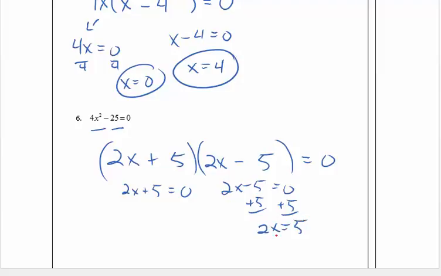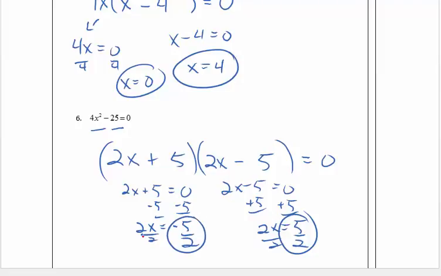In this case, 2x equals 5, giving me a solution of 5 halves. And of course, -5 halves.